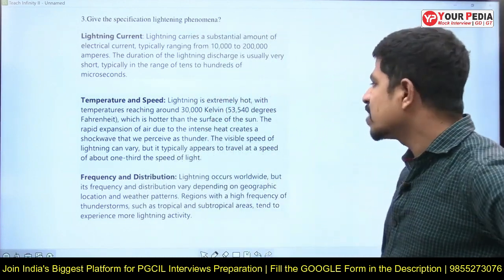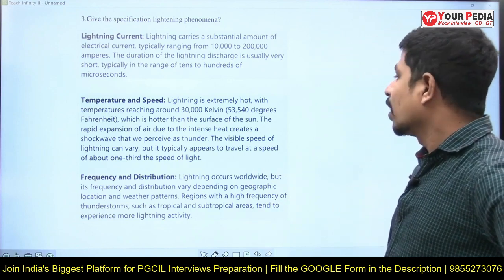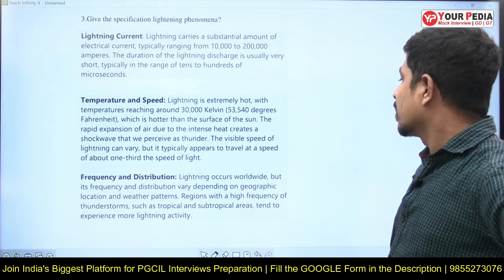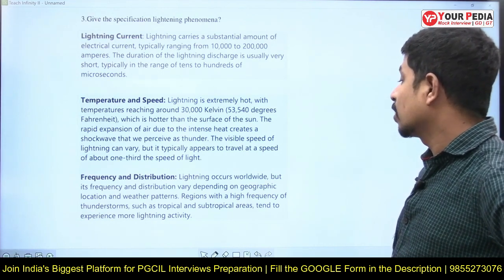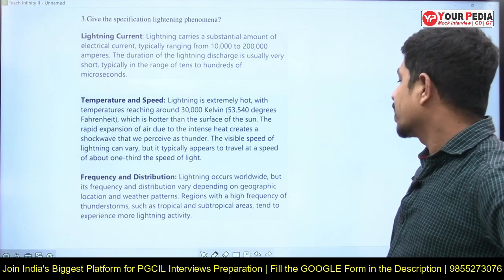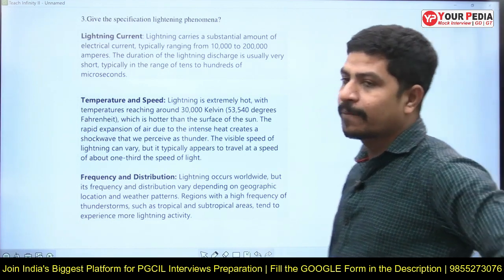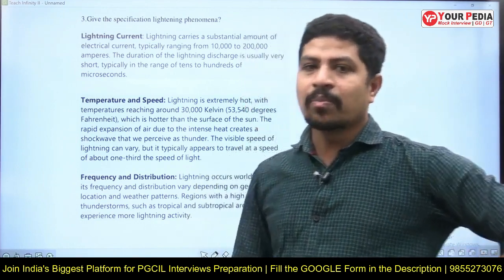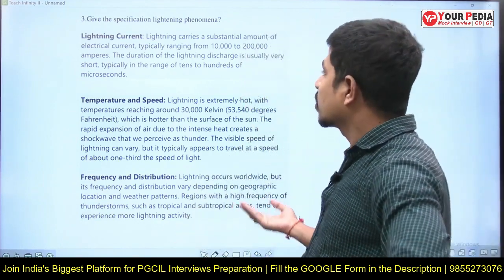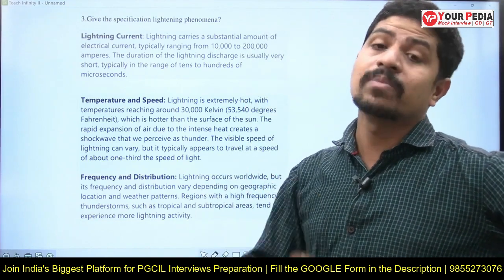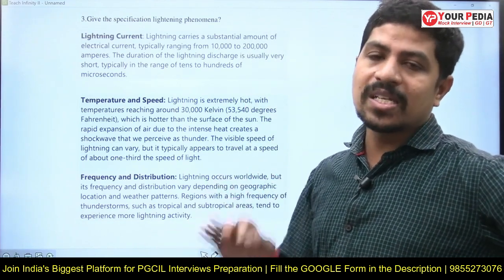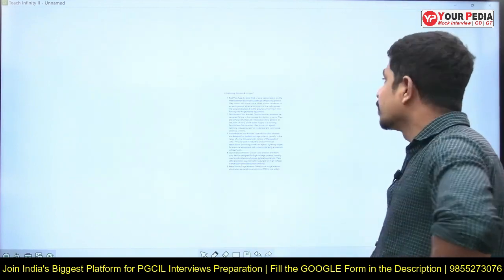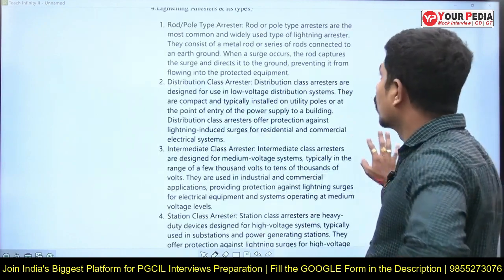Frequency and distribution. Lightning occurs worldwide, but its frequency and distribution vary depending on the geographic location and weather patterns. Regions with high frequency of thunderstorms, such as tropical and subtropical areas, tend to experience more lightning activity. These are the important parameters, or specifications, of lightning. One must remember these things. All these questions were previously asked in the Power Grid Corporation of India Limited interview for engineers, right? Next, just go through it.